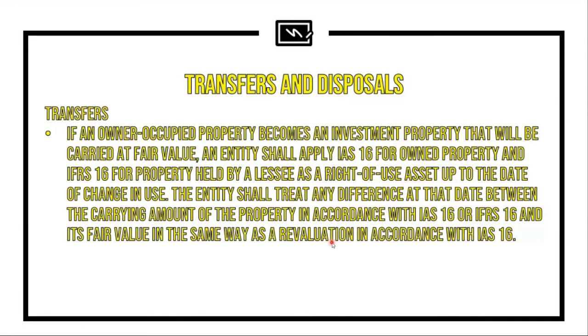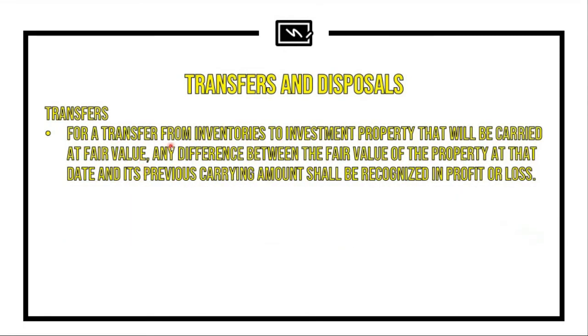Okay, now what if we have transfers from inventories to investment property? Inventory to investment property will be carried at fair value. What you're going to do is to remeasure the inventory at fair value, and any difference in fair value will be recognized in profit or loss. So that's going to be a debit to investment property at fair value, a credit to inventory at the carrying amount, and then any difference, it could be credit for gain and debit for loss. Recognize it in profit or loss.